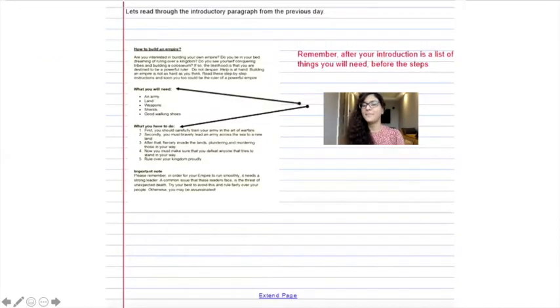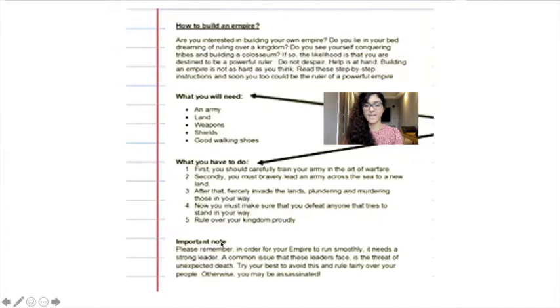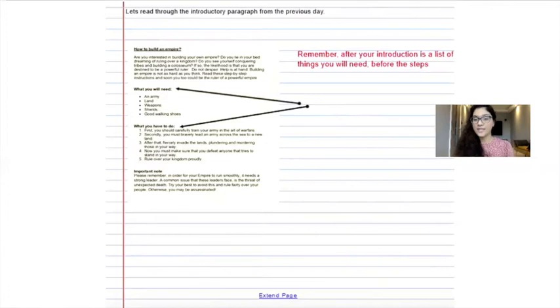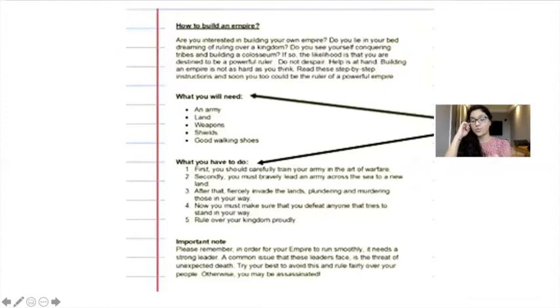Now, what we have to remember is after our introduction is a list of things you will need right before the steps. So if I go to the bigger version of the text map, you can see here that you do have a little subheading that says what you will need, and then in bullet point form there is a list of equipment or people or just resources that you would need in order to complete your instructions successfully. After the list of things that you will need, you have the steps. So what they did need was an army, land, weapons, shields, and good walking shoes. Then they had their steps, so what they have to do.